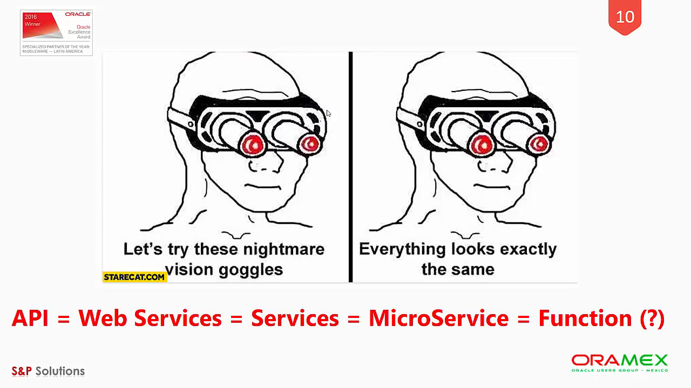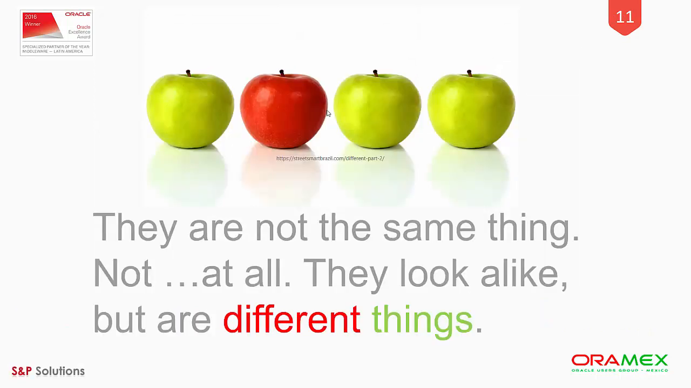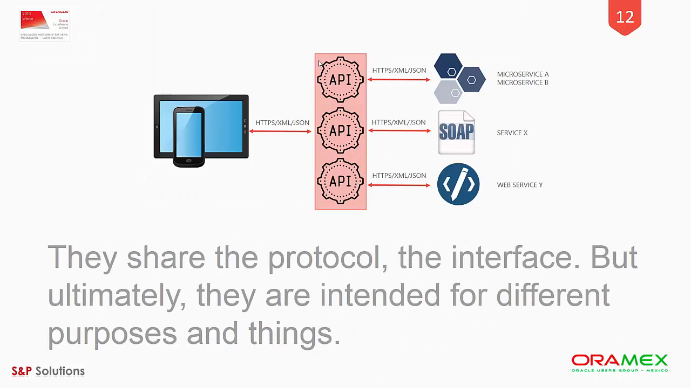We are not just talking about presenting a web service to the outside, or a service, or whatever. No, it is because we are building a product. So they are not the same thing. They look alike probably, but they are different things. They share the same protocol, probably the same interface, but ultimately they are intended for different purposes. And that is the reason why we need specific design principles to expose those APIs.